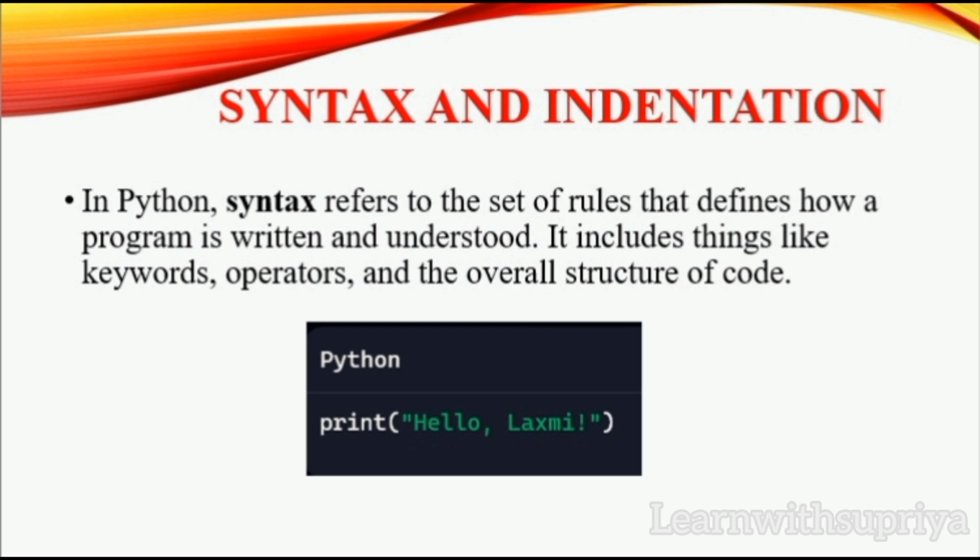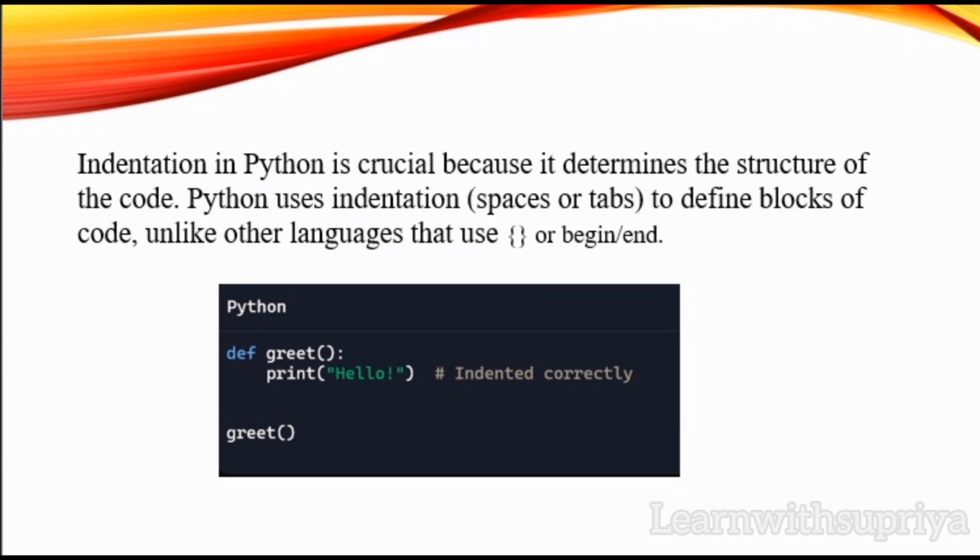For example, in Python, you must use parentheses when calling a function, like print("Hello, Lakshmi"). You can see it on the screen. Now think of indentation as organizing your ideas clearly, like breaking a story into paragraphs. In Python, indentation means spaces or tab space is used to show which lines of the code belong together. If you write a function, the actions inside must be indented properly. Otherwise, Python gets confused and shows an error.